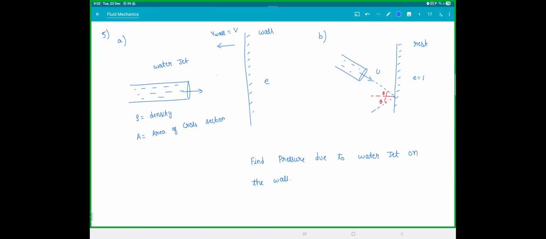So in the first case, the water jet is hitting along the normal, head-on. In the second case, you're hitting at an angle. The second result is quite important. You should definitely remember it. Let's try them both. In the first case, the wall is also moving. The water jet is going and hitting the wall with u. e is the restitution. Find the pressure acting on the wall due to the water jet in both the cases.